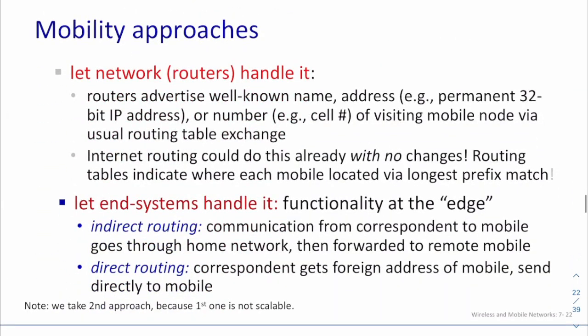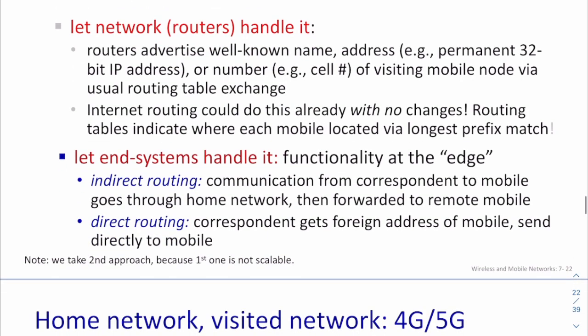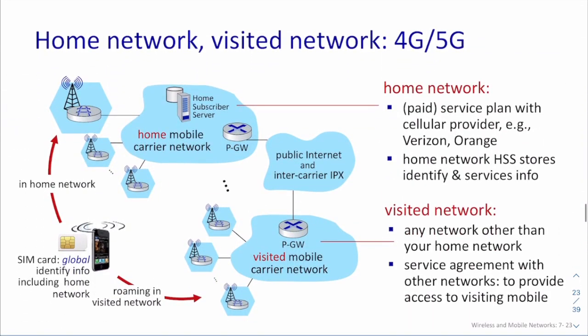We will skip this part because it introduces some old approaches, but actually we use the second approach, which is that the end system handles it. We have two different mechanisms, so we simply skip this one. We take a look at this view graph, which is simpler. So that is the scenario we have to introduce. We have a home network and a visited network, two different networks.